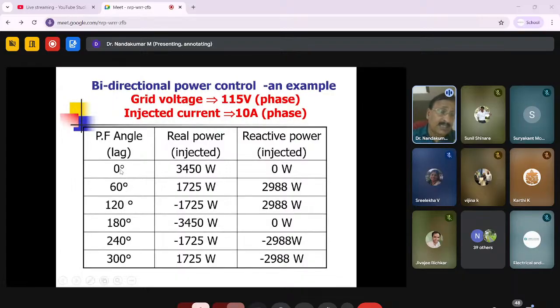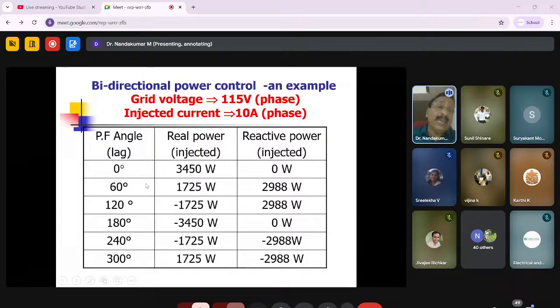Therefore, here is a bidirectional power example. These are the phase angles of the injected current with respect to the grid voltage, for a grid voltage of 115 volts per phase and an injected current of 10 amperes per phase. At a phase angle of 0 degrees, this much real power is being injected, and reactive power is 0. At 60 degrees, this much real power is injected, flowing from DC to AC, and this much reactive power is also injected. At 120 degrees, about minus 17, this much real power is taken from the grid into the DC source, and this is the reactive power supplied. At 180 degrees, about 3450, that much real power flows from the grid into the DC source, working as a rectifier, and the reactive power is 0.